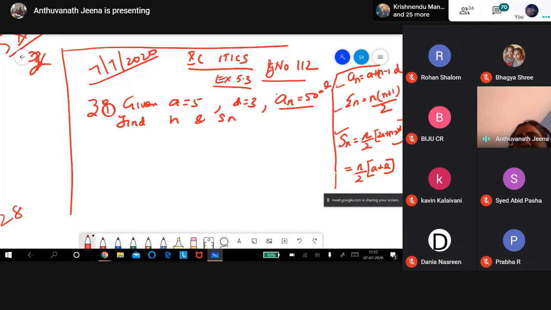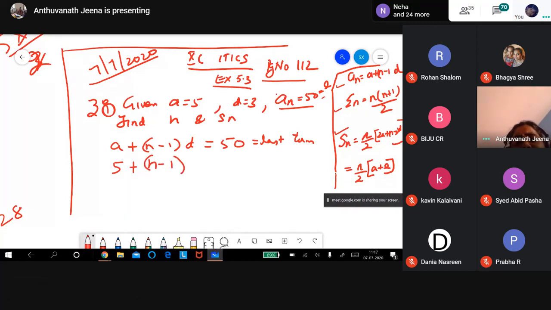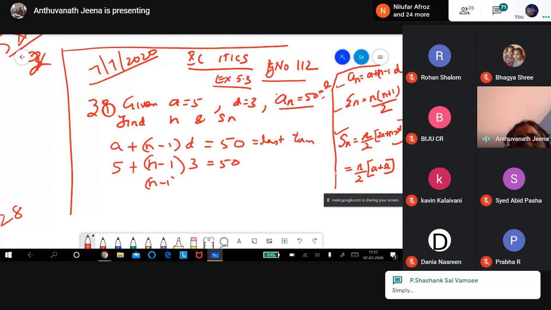Now, the last term 50 is given, so start with that. A plus N minus 1 into D, this answer is 50, the last term. From there we'll start to find N. A is 5, substitute 5. We don't know N, so put N minus 1. D is 3, so substitute N minus 1 into 3.